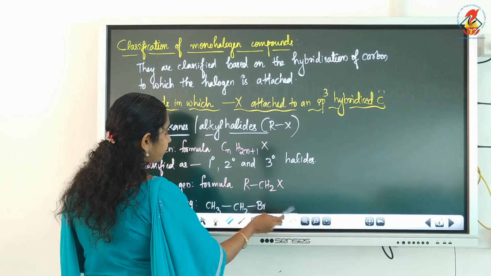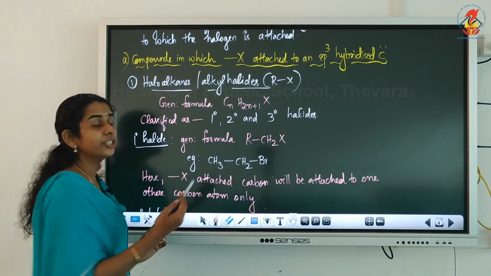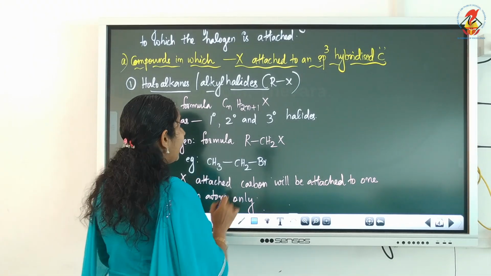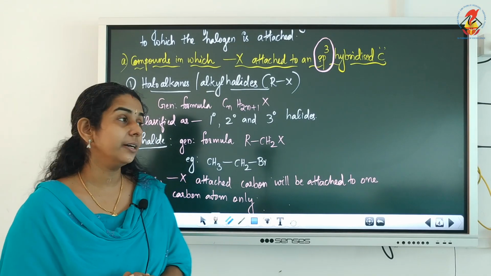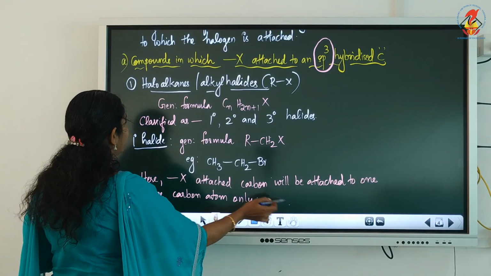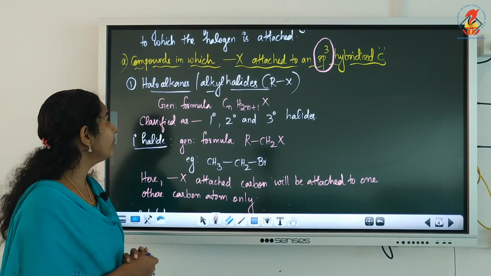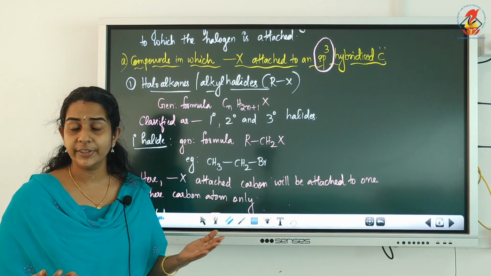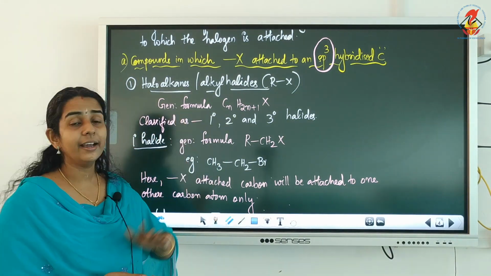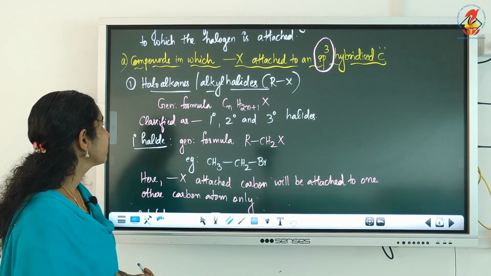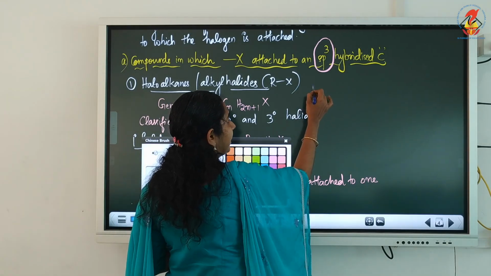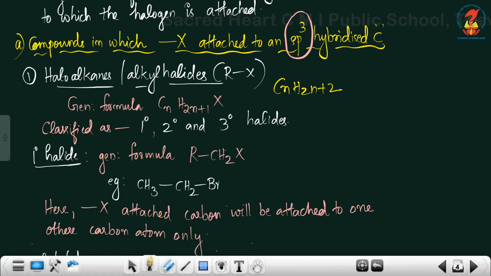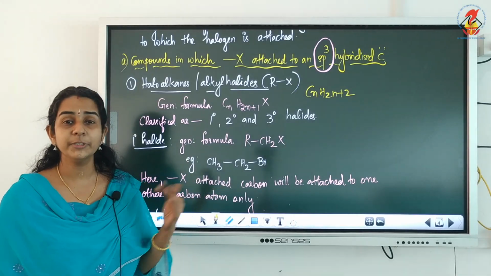So, the first one is the compounds in which the halogen atom is attached to an sp3 hybridized carbon. Here we have haloalkanes or alkyl halides, and we have already seen that the general representation of alkyl halides is RX. We know the alkane general formula. What is the general formula of alkane? CnH2n+2.